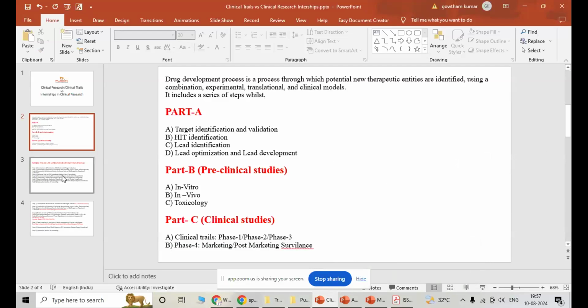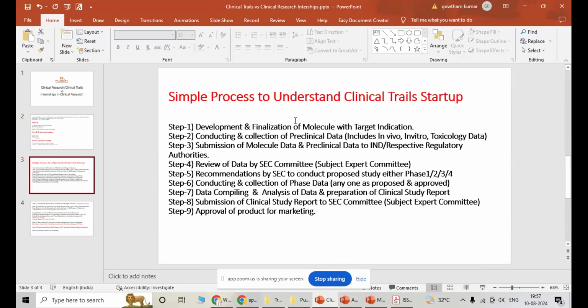So I'll tell you the simple logic. First of all, the final molecule will be developed, the target indication will be finalized, and the preclinical and clinical data will be collected. After that, this data, that is the submission of molecule data and preclinical data, which includes in vitro, in vivo, toxicology data, goes to the respective regulatory authorities, or IND.